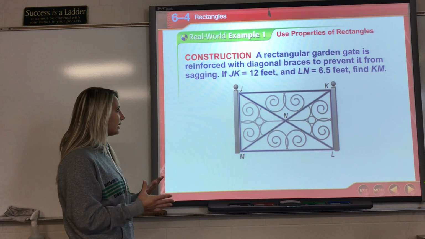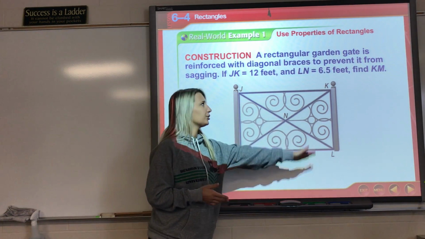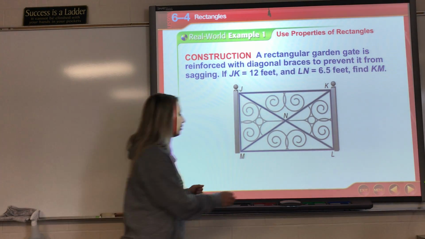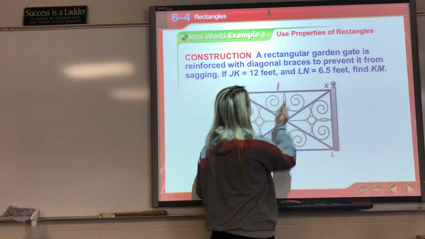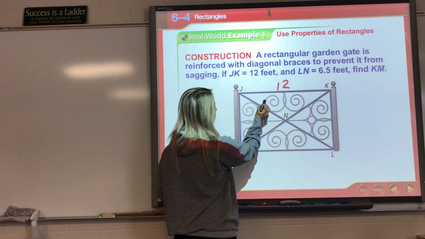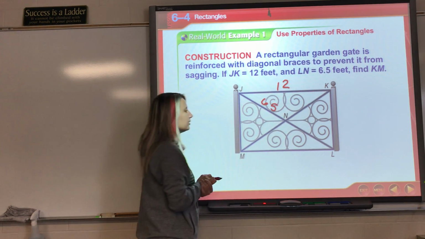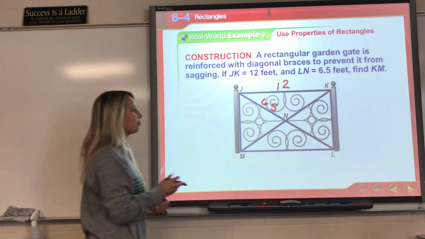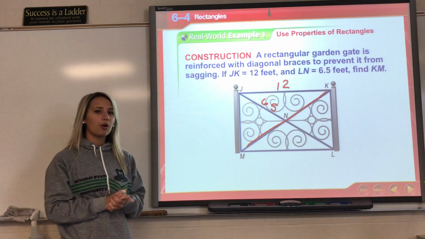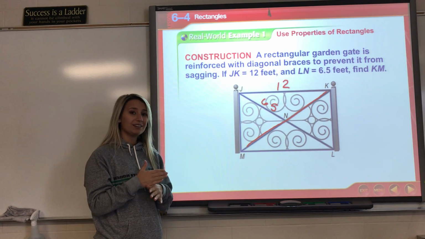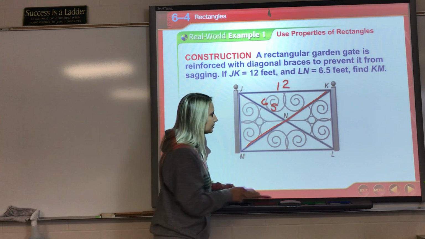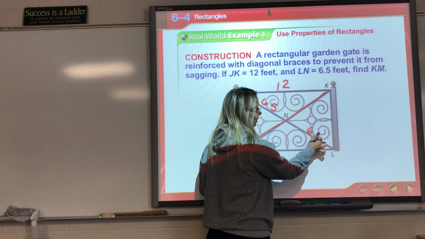Here's a garden gate, and we have these diagonal braces to keep it in its correct shape. It's telling us that JK is 12 feet, so I'm just going to mark that in. We have 12 here, and then LN is 6.5 feet, so here's 6.5. We have to find KM, so this whole diagonal, what is that? Going back to what we know about parallelograms, their diagonals bisect each other.